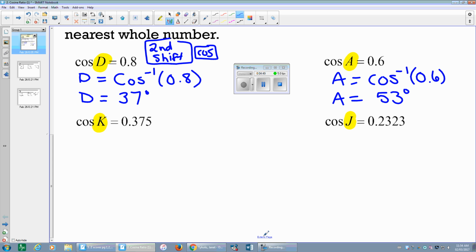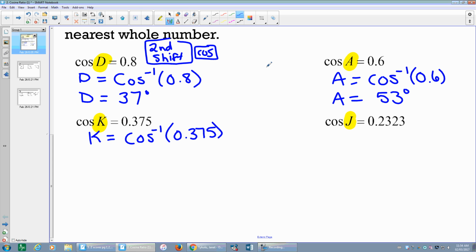Okay, so for angle K here, again, I'm going to write the cos inverse of 0.375. When I do the cosine inverse of 0.375, I get... 70, whoops. You actually get 67.9, which gives you 68 degrees.